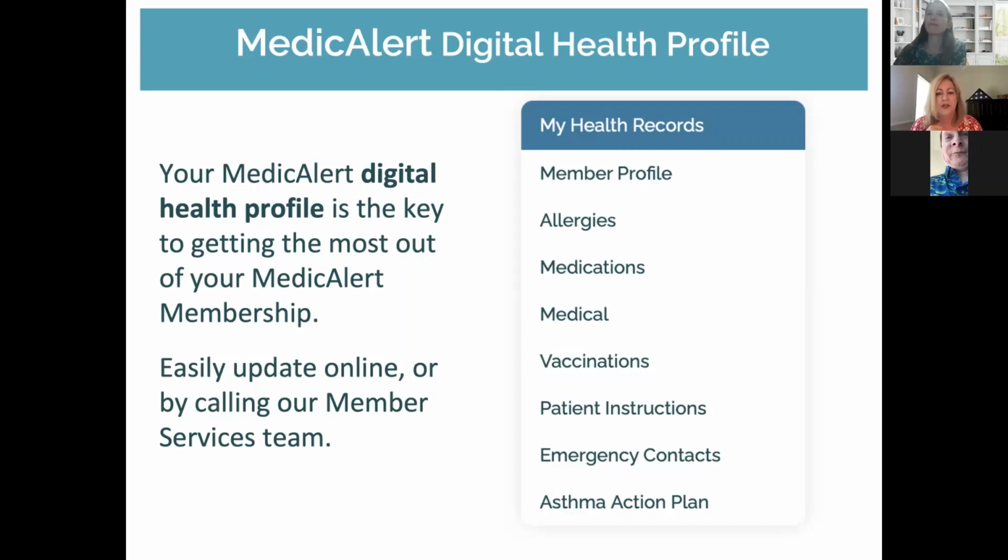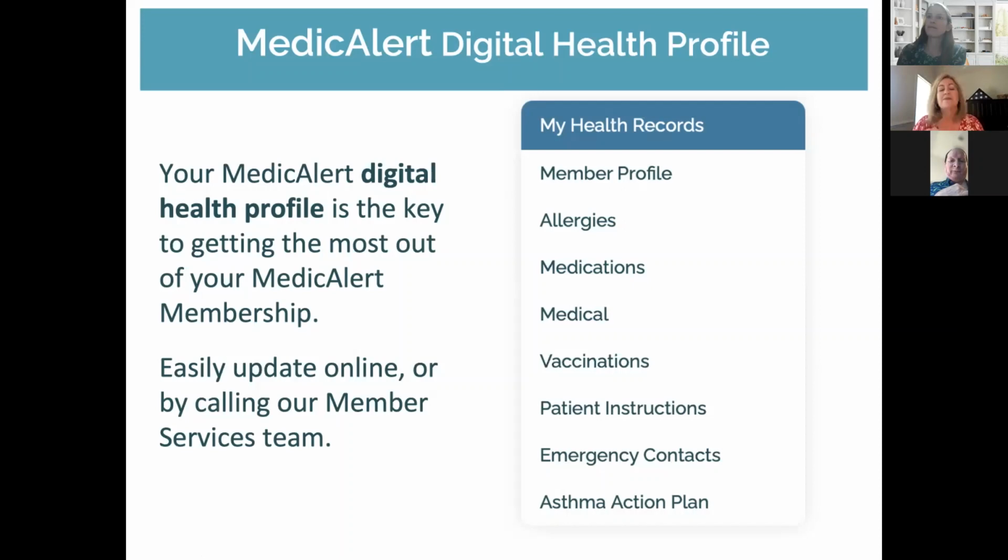So there's a lot of things that you include in your health profile. Allergies are really important. Any medications that you're taking, medical conditions, list of vaccinations, if you have specific instructions, which is, I think, very relevant to this audience. And like we talked about, emergency contacts. And then we've also developed, in cooperation with the Asthma and Allergy Foundation of America, a very specific asthma action plan. So for people that have asthma, what are their rescue medications? What are the dosages? When does it need to be given, et cetera? Because often somebody that's having an asthma attack can't communicate that information to people that may need it.